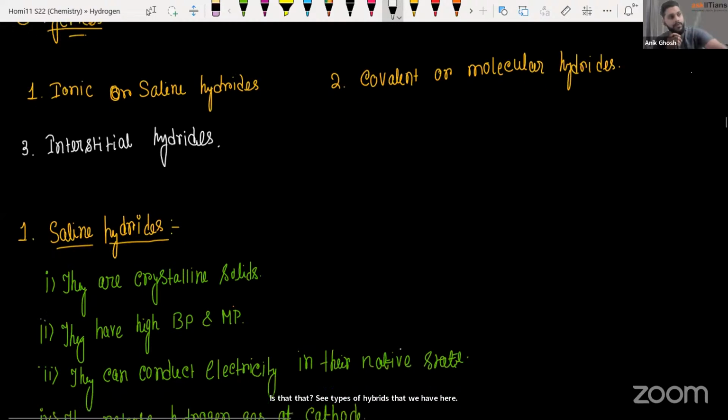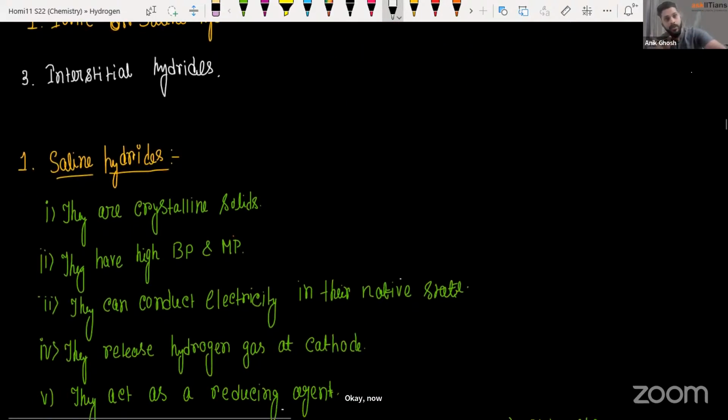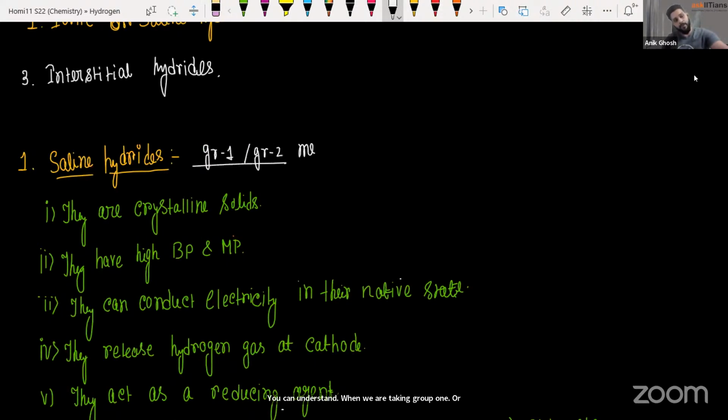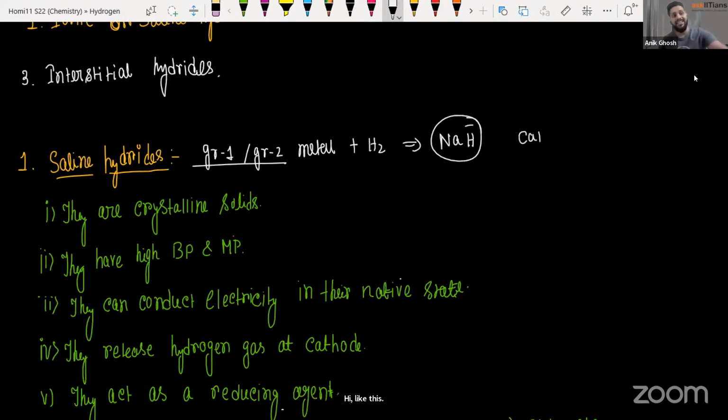If you talk about the first one, the saline hydrides or the ionic hydrides, you can understand that when we are taking group 1 or group 2 metals and combining them with hydrogen, we get hydrides like sodium hydride, magnesium hydride, calcium hydride, right? These are actually called the ionic hydrides, saline hydrides, correct?